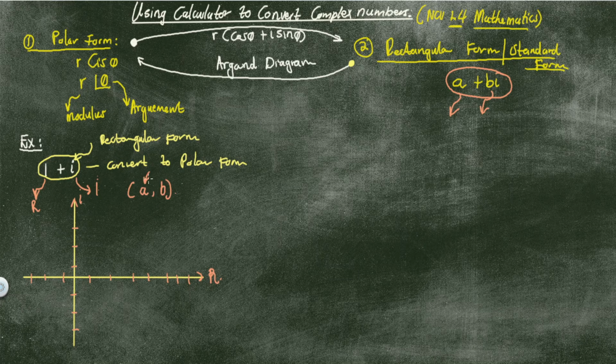The x coordinate is a, the y coordinate is b. Now, what is a in our example? It's 1. And what is b in our example? That is also 1. So the point (1, 1) is found where? In the first quadrant.